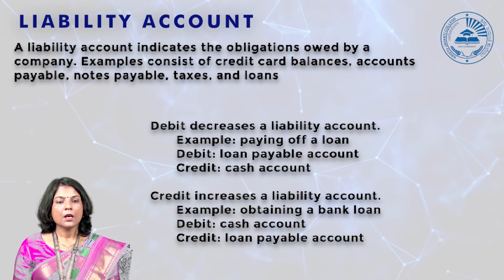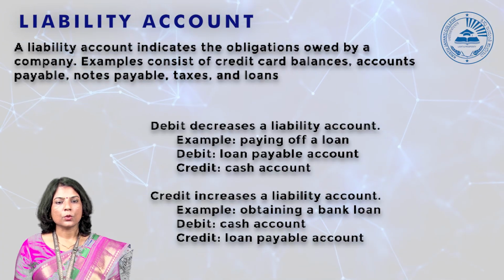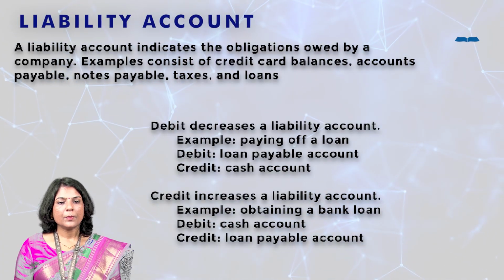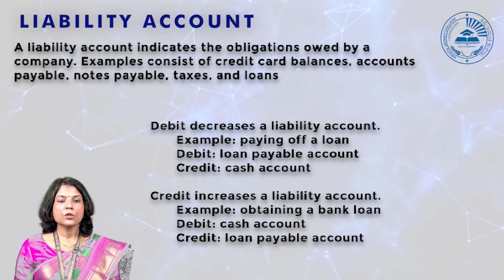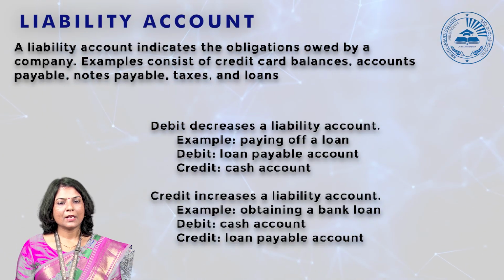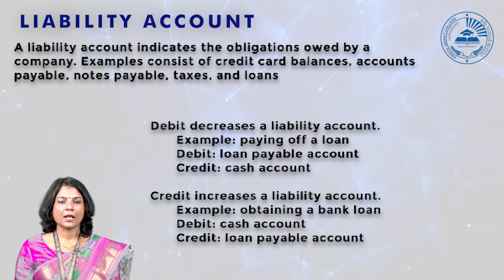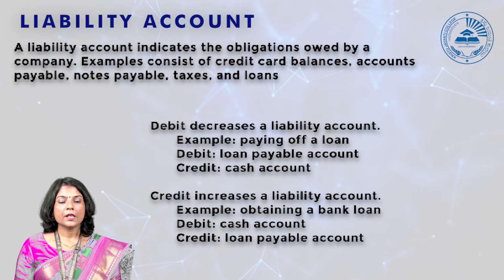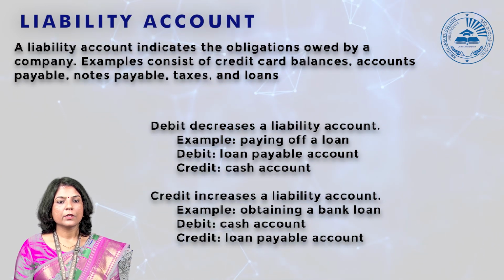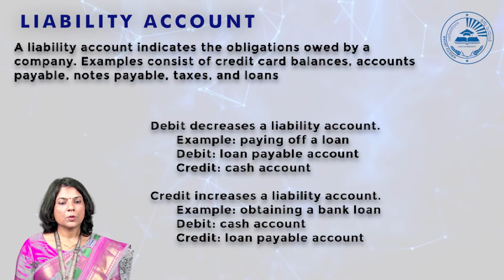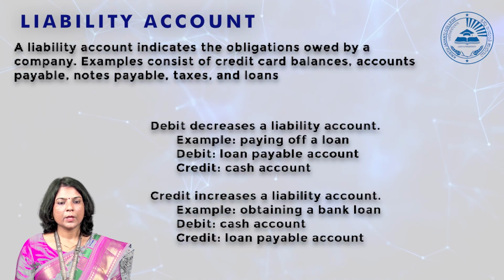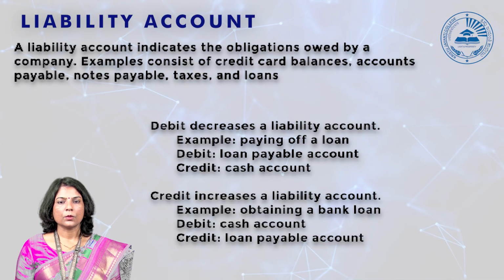For example, the company has paid off a loan. There will be two accounts, the loan payable and the cash account. So the debit will go to the loan payable account and the credit will go to the cash account. And for a credit increasing a liability account, for example, the company has received a loan from a bank, there will be two accounts: debit the cash account and credit the loan payable account.